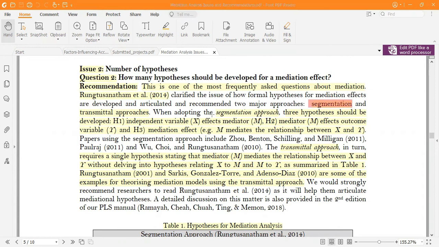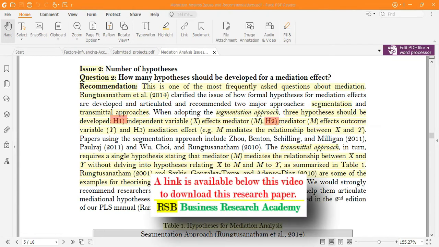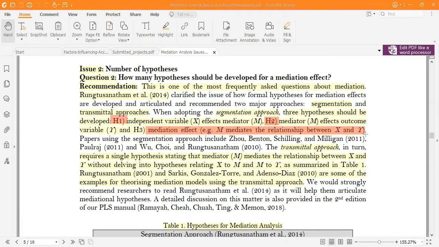One is the segmentation approach, which suggests that there should be three hypotheses. If you are following the segmentation approach, H1 means the independent variable affects the mediator, H2 means the mediator affects the outcome variable, and the third one is the mediating effect, that means M mediates the relationship between X and Y. So according to the segmentation approach, there are three hypotheses.